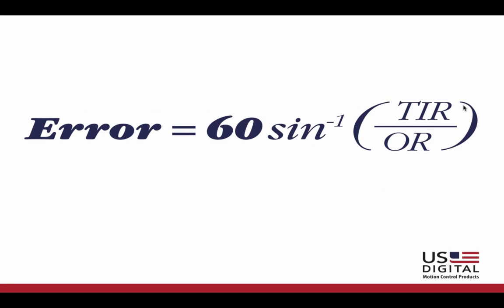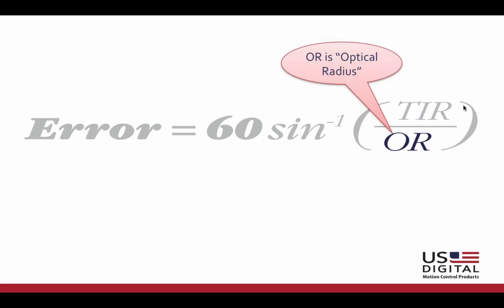So, positional accuracy. This is the formula used to calculate positional accuracy for a KIT encoder. This formula uses something called TIR, total indicated runout, and optical radius, and the arc length of that quotient, and 60 times that arc length gives an error in arc minutes. And just a refresher once again, one mechanical degree is equal to 60 arc minutes.